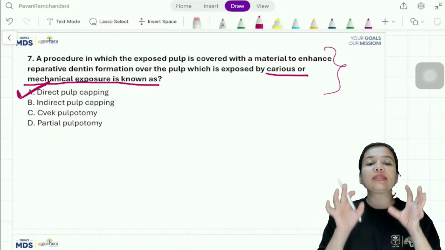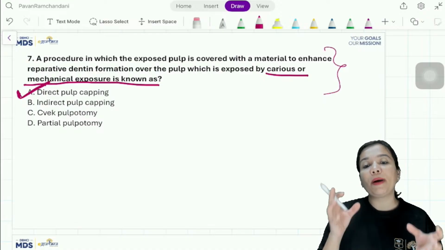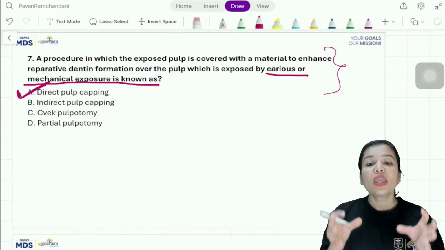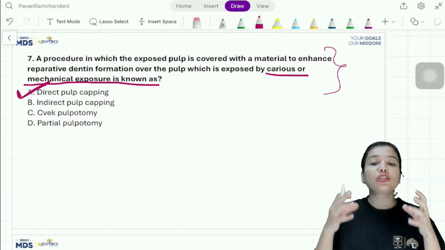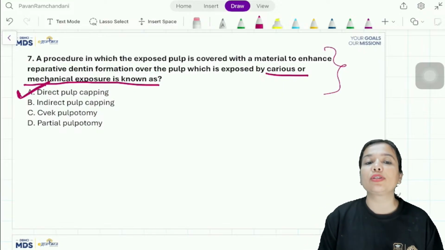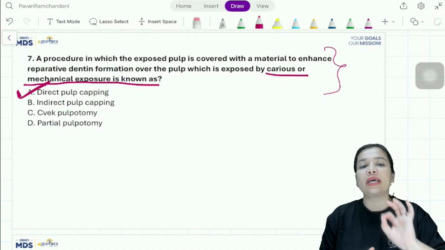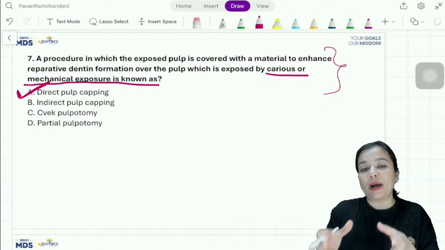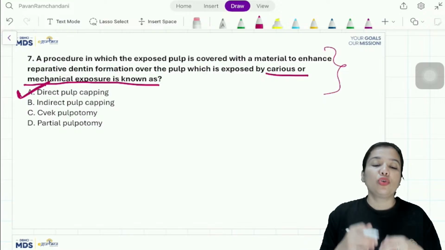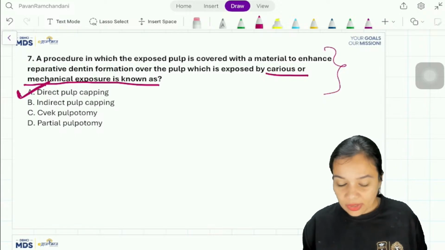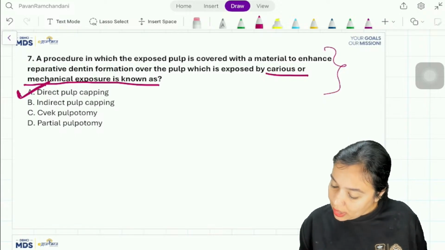Direct pulp capping is a dental procedure performed when the pulp of the tooth has been exposed to dental caries or mechanical trauma, but there is no evidence of irreversible pulpitis. Only a pinpoint exposure has happened such that even the coronal part of the pulp is healthy, so you call it a direct pulp capping. Right? Yes, direct pulp capping.